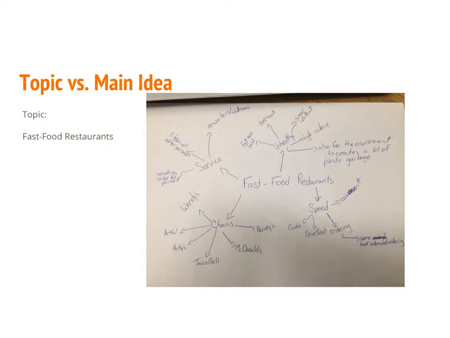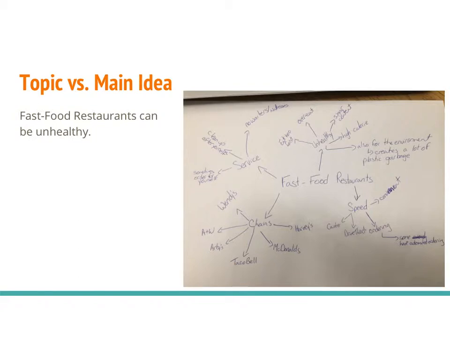Okay, so the first thing you want to do is know the difference between a topic and a main idea. So here you can see that I've brainstormed about a general topic. Okay, so my topic is fast food restaurants, and I brainstormed all sorts of different ideas that go along with fast food restaurants. Fast food restaurants is my topic, but I actually don't have a main idea yet.